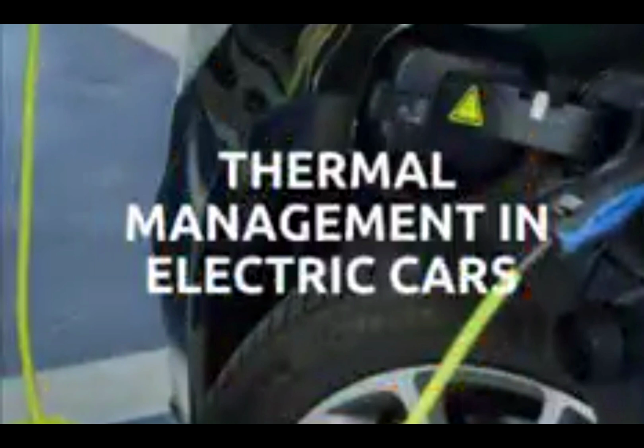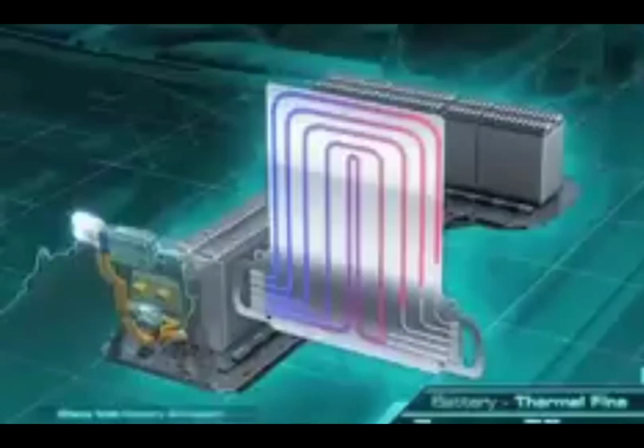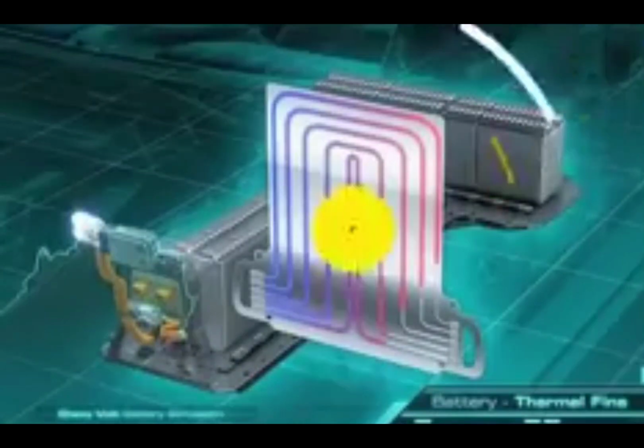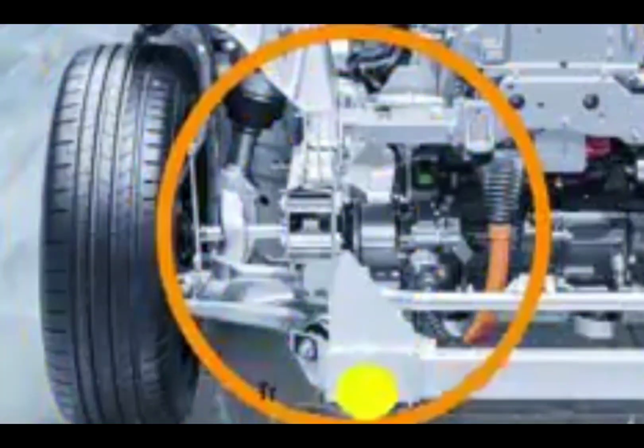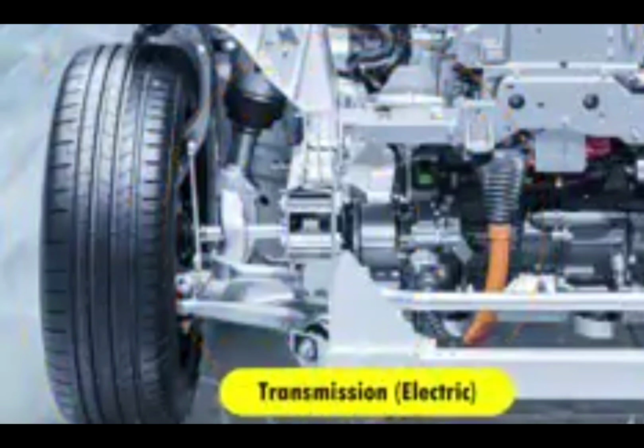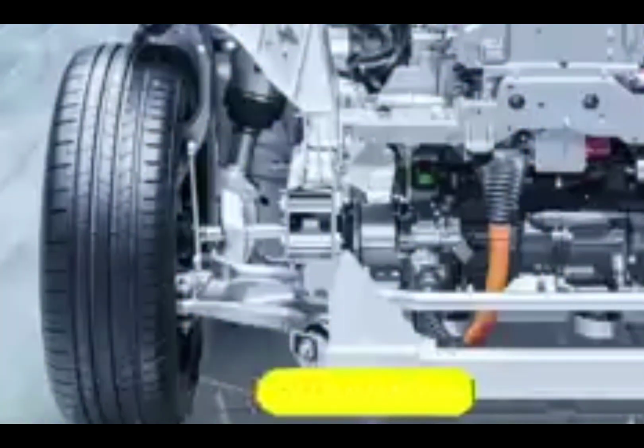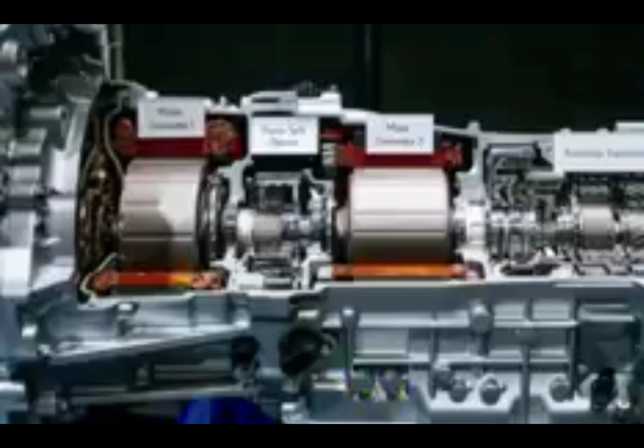Thermal system cooling. This system maintains a proper operating temperature range of the engine, electric motor, electronics and other components. Transmission. The transmission transfers the mechanical power from the electric traction motor to drive the wheels.